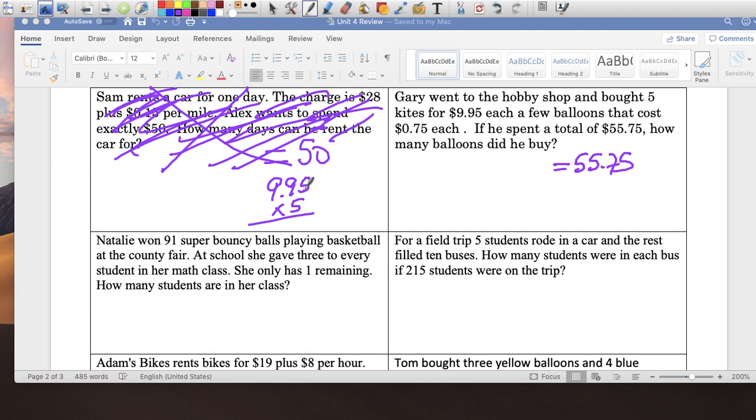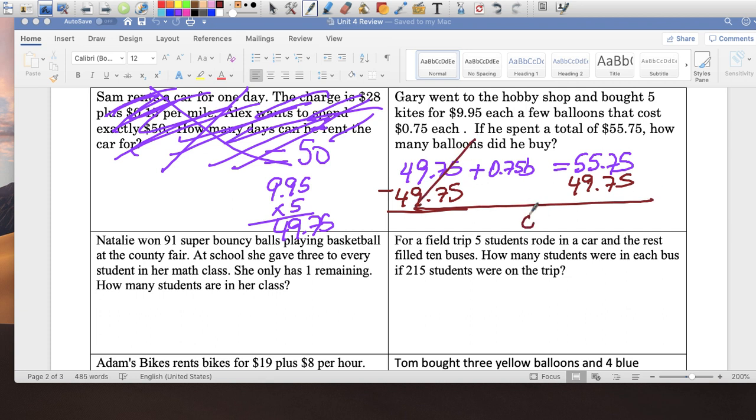So that's 49.75. So all the kites that he bought, he spent $49.75. Then the rest he spent on balloons, but we don't know how many balloons. Plus 0.75 per balloon. And that's our equation. According to this, I'm going to have to subtract this first from this side. 49.75, these two go away, then I'm left with 75 cents times b equals 6.